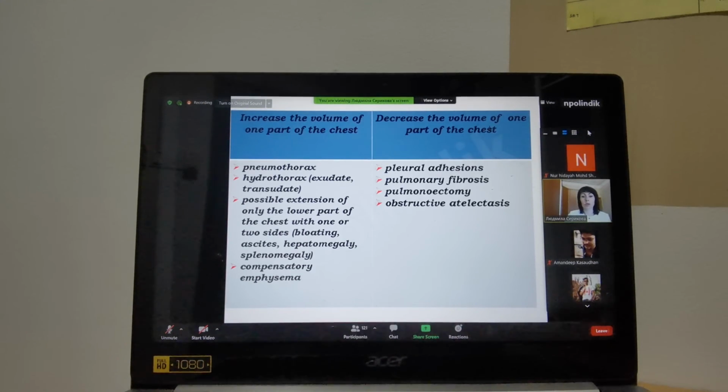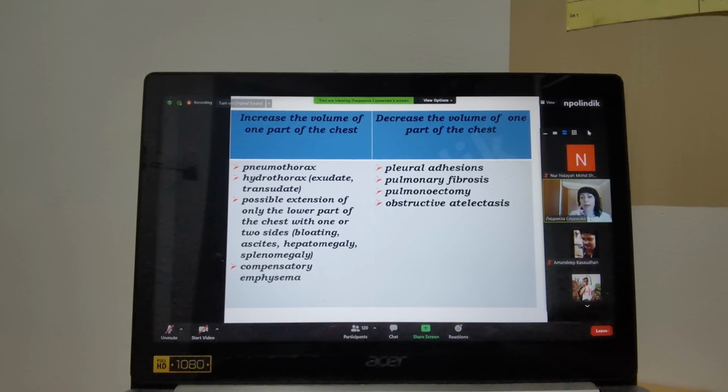You have already heard about this. If the volume is increased, we have accumulation of fluid here. The fluid may be transudate or exudate, what is this? You will study in future. It has different causes. Pneumothorax is accumulation of air in the pleural cavity.